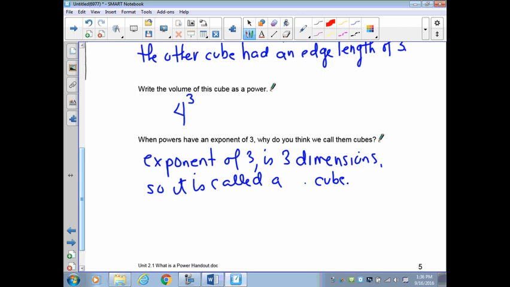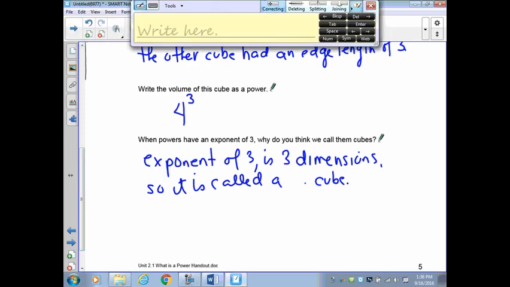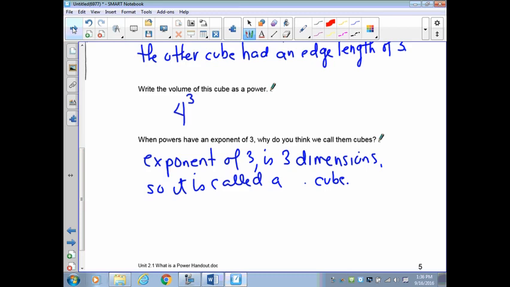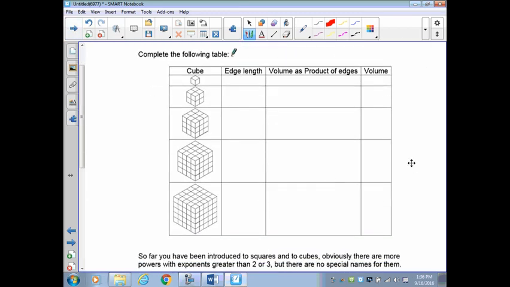So let's take a look at the next table. I'd like you to take a look at it. Oh, I did it again. I have to change my alignment. So here's a table that's got cubes rather than squares this time. I'll do the first one for you, and then you can fill out the rest of them. The first one has an edge length of 1. The volume, as a product of its edges, is 1 times 1 times 1, length, width, height. When you calculate it all out, you get 1. So, pause the recording and finish off this table.